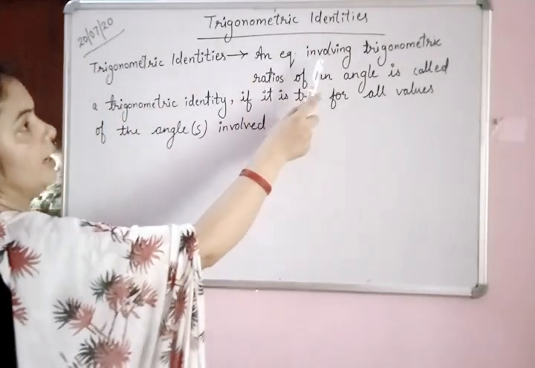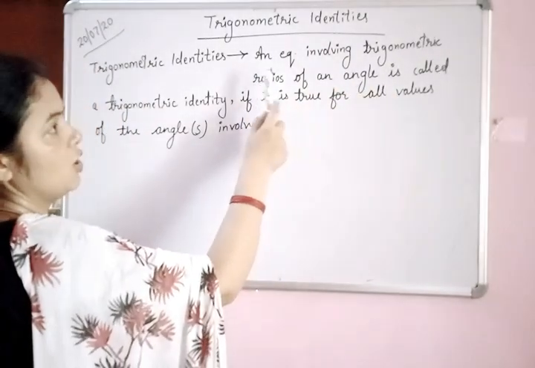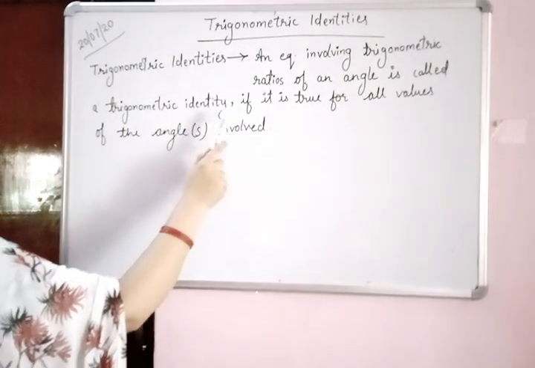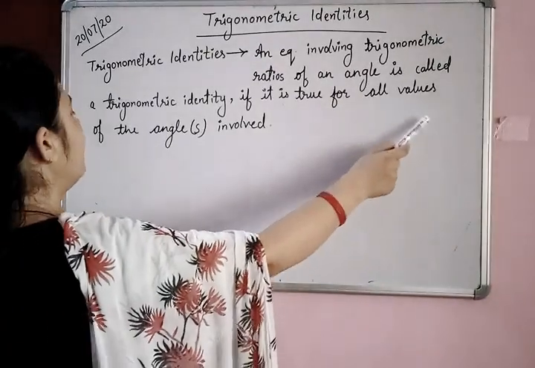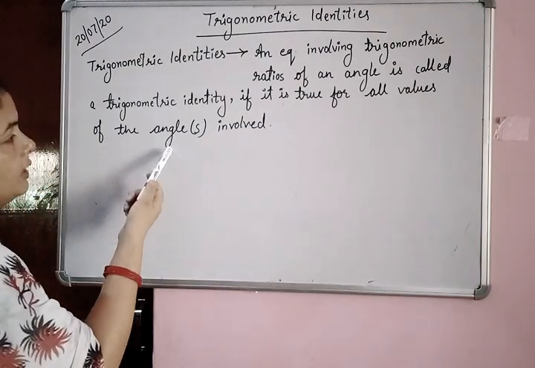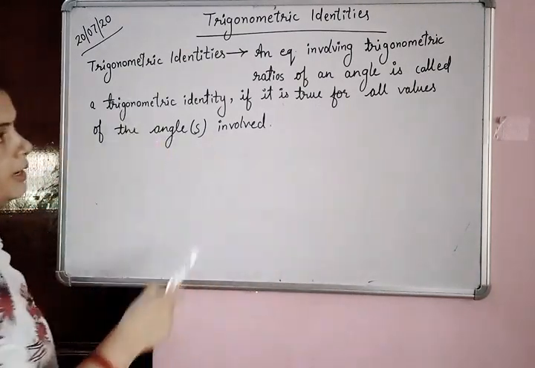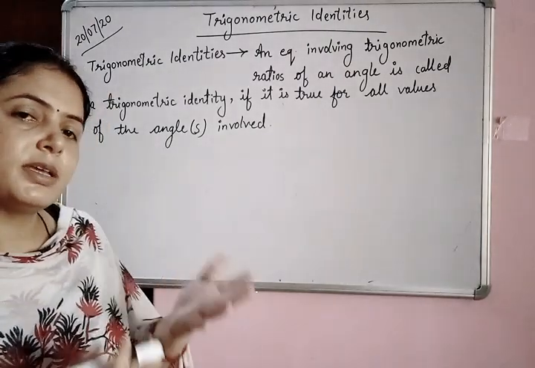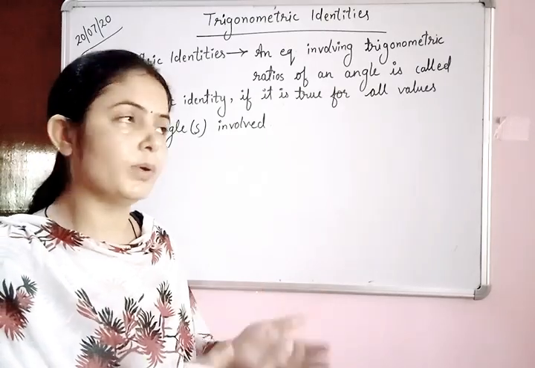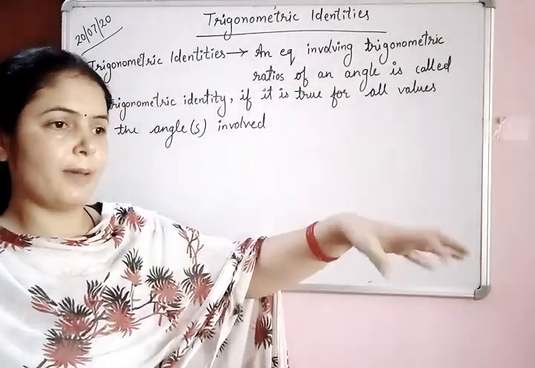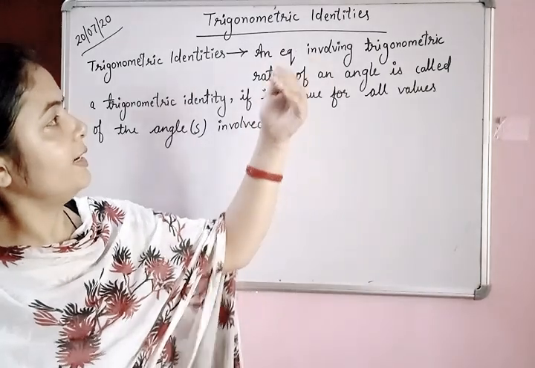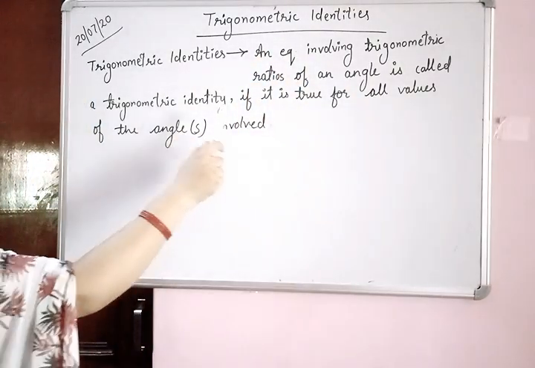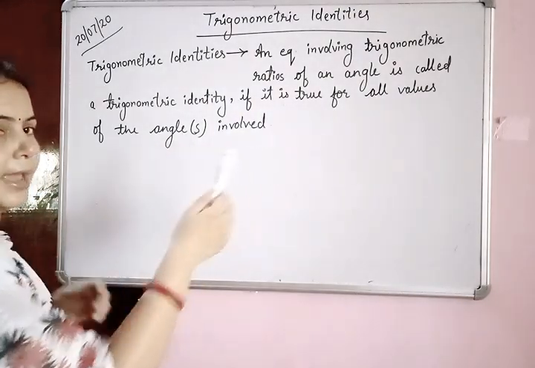An equation involving trigonometric ratios of an angle is called a trigonometric identity if it is true for all values of the angle or angles involved. Clear? So, an equation involving trigonometric ratios means sine, cos, tan, cosec, sec, cot. Okay? Of an angle. For example, if the angle is A, then sine A, cos A, tan A, and so on, is called a trigonometric identity if it is true for all values of the angles involved.